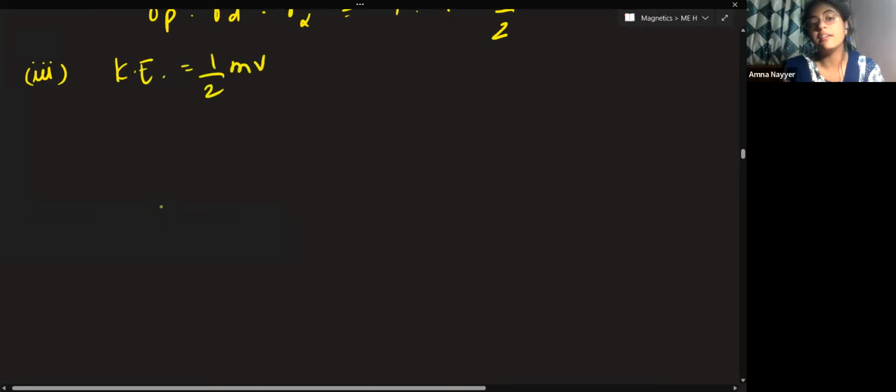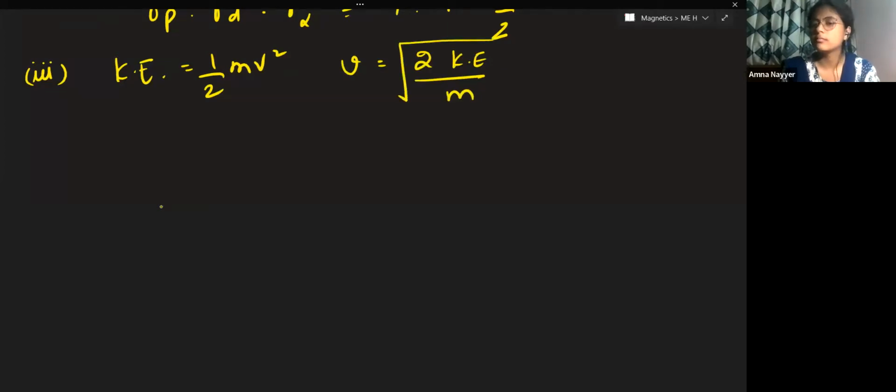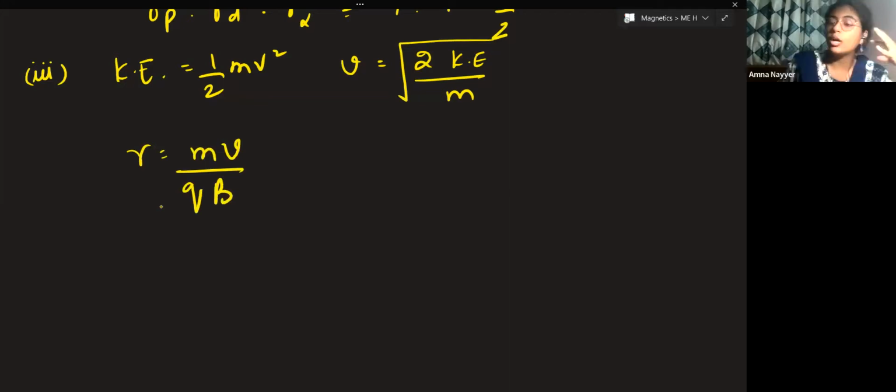Now, half mv square is same. We do not have half mv square anywhere. So, what will be velocity from here? Velocity will be under root of 2 times kinetic energy divided by mass. And formula of radius is mv divided by qB. See, what I'm trying to tell you is that you can get anything, same kinetic energy, same potential, same mass, same magnetic field, anything can be given to you. Method remains the same. Method of calculation, how to solve your answers, remains the same. So with the help of that only we are going to solve. We still don't know how to put kinetic energy.